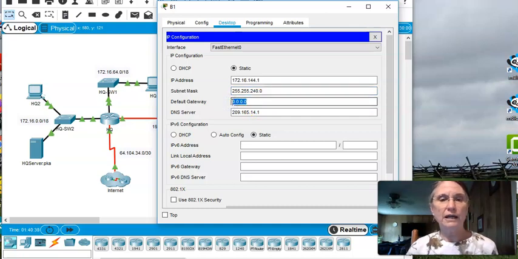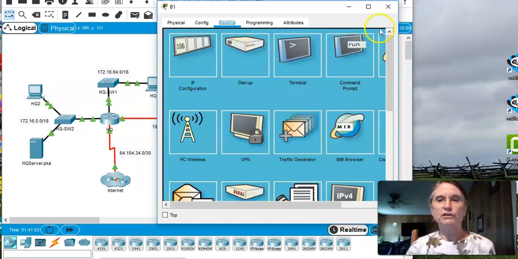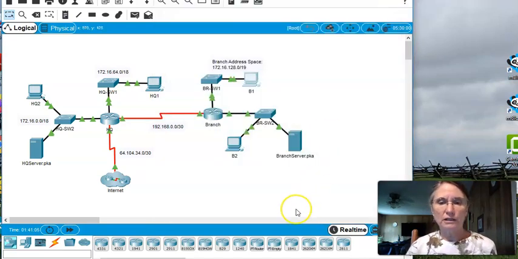The subnet mask is not in its classful address mask, so we have to change it to 255.255.240.0, and the default gateway is the IP address of the G0/0 interface on our branch router. The DNS server was already populated, so we will trust that that is correct and be complete with that step.